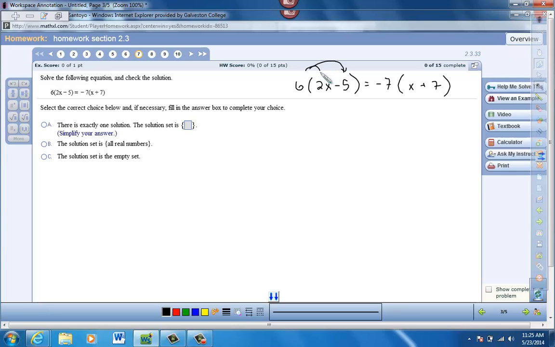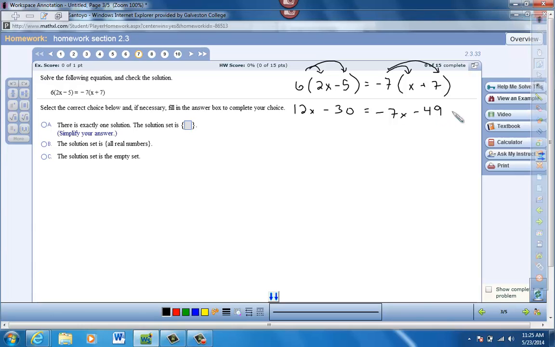You're going to do 6 times 2x, which gives us 12x. 6 times negative 5, which gives us a negative 30. Let's again distribute negative 7 times x, negative 7x. Negative 7 times a positive 7, negative 49.